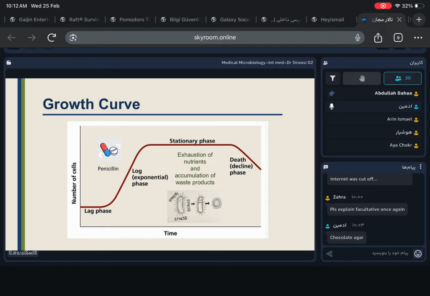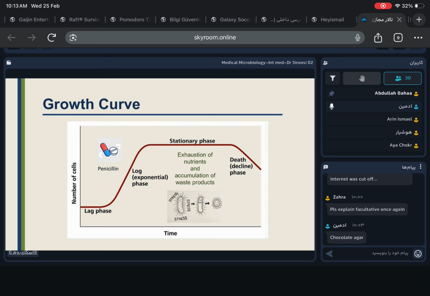And after a while, they get to the stationary phase. So the third phase of the growth curve is called the stationary phase. And as you can see, there is no increase in the number of living cells here.